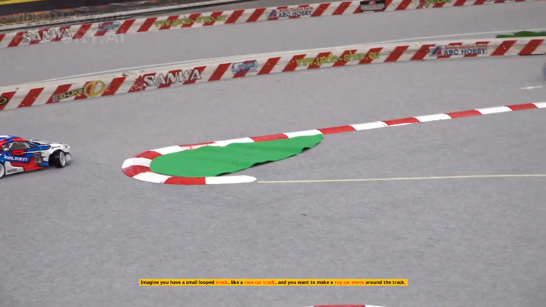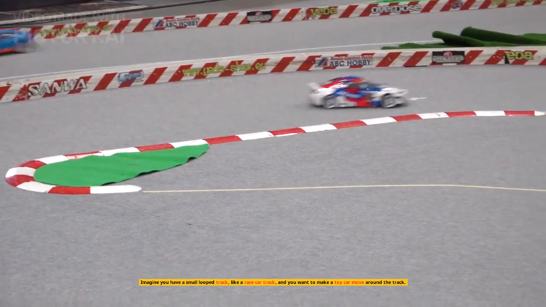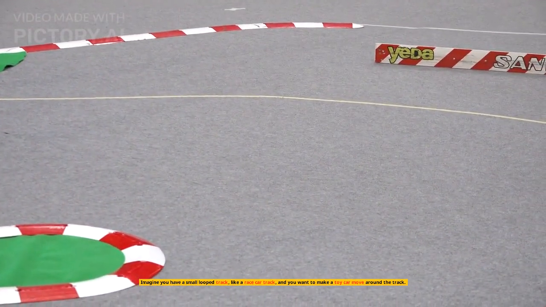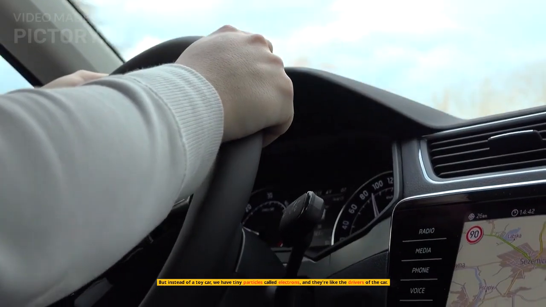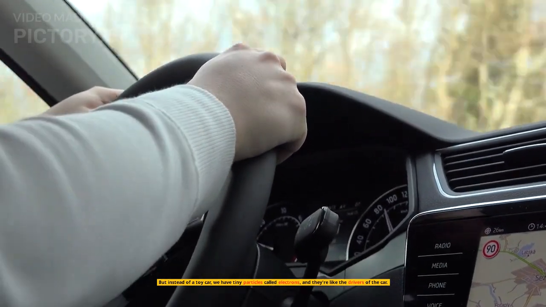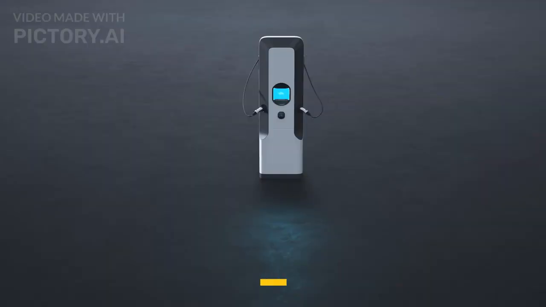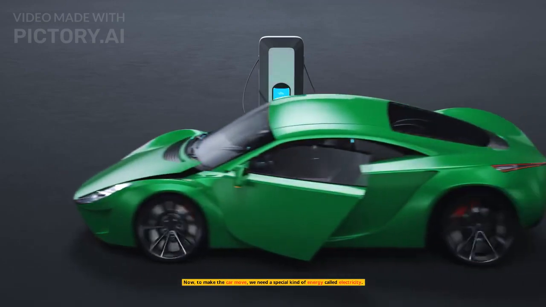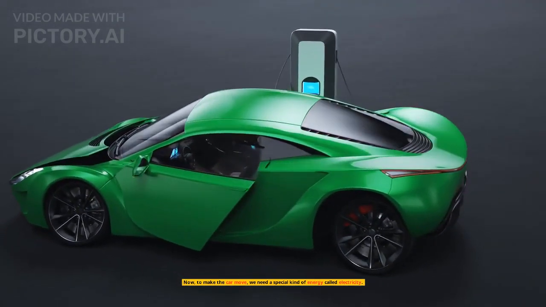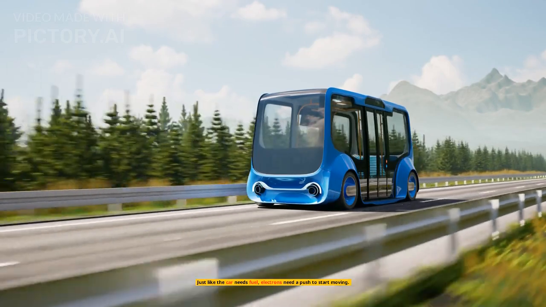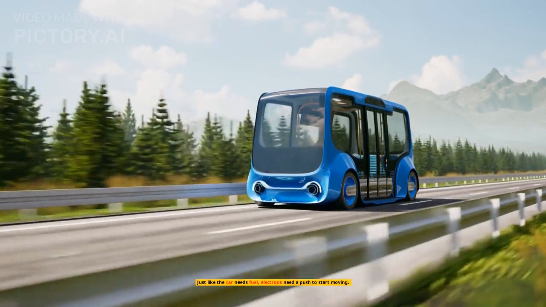Imagine you have a small loop track, like a race car track, and you want to make a toy car move around the track. But instead of a toy car, we have tiny particles called electrons, and they're like the drivers of the car. Now, to make the car move, we need a special kind of energy called electricity. Just like the car needs fuel, electrons need a push to start moving.